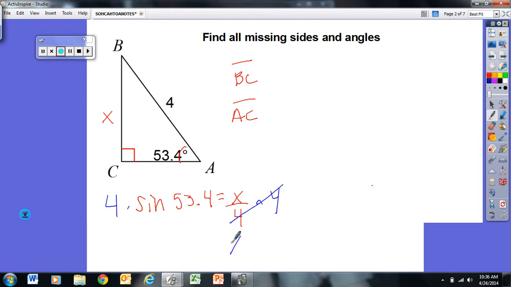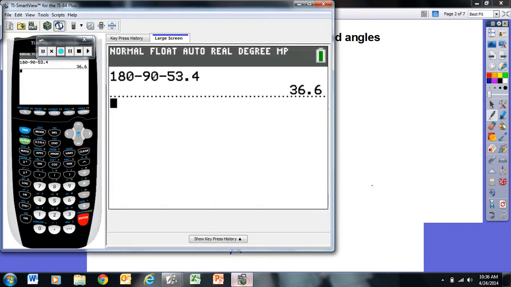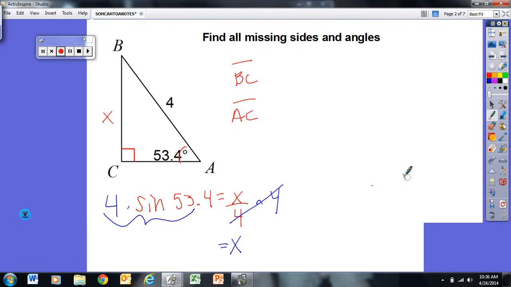Those will cancel out. I'll get x on the right, and on the left hand side all I have to do is type in the calculator 4 sine 53.4. And I find that side BC is 3.2 units long.